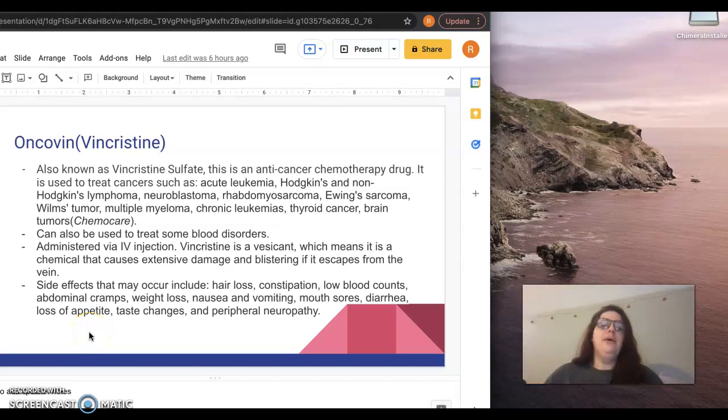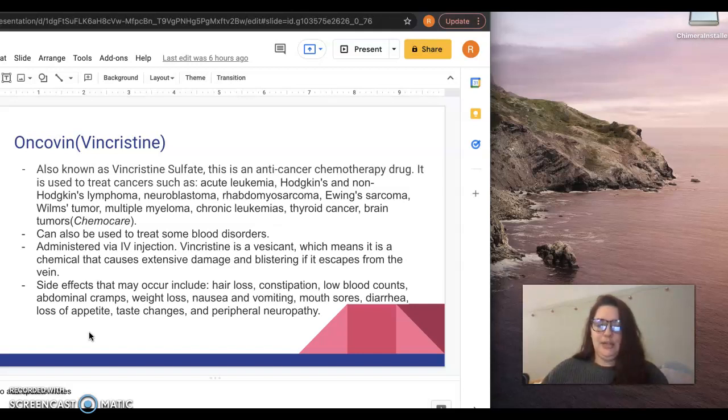This time we are going to be talking about Oncovin, also known as vincristine, and this is a chemotherapy drug that is used to treat different kinds of cancers. Just a little background on the drug. Oncovin is also known as vincristine sulfate, which is an anti-cancer chemotherapy drug.